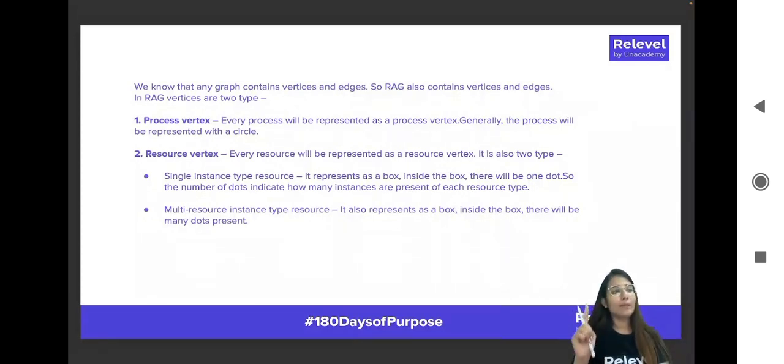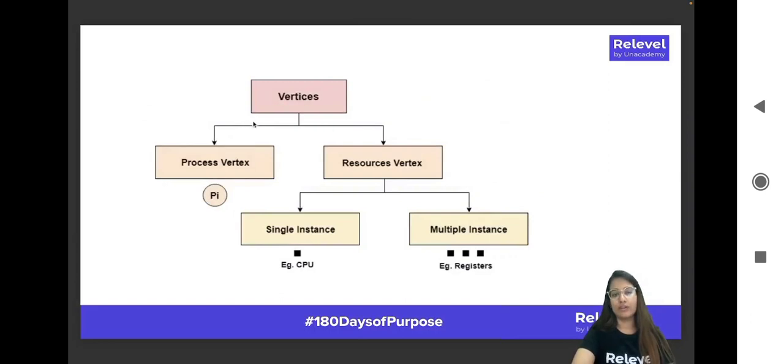One single dot means that a simple single instance of that resource is available. Whereas if it says multi resources, then it is also going to be inside a box only, but there will be multiple dots present. So a process is represented by a circle, and a resource can be of two types: single dot, single instance; multiple dots, multiple instances.